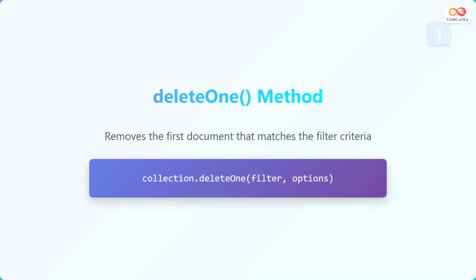Let's start with the deleteOne method. The deleteOne method is used to remove the first document that matches a specified filter criteria. Here is the syntax. collection.deleteOne, with filter and options as arguments. The filter argument specifies which document to delete, and the options argument allows you to configure the deletion operation.